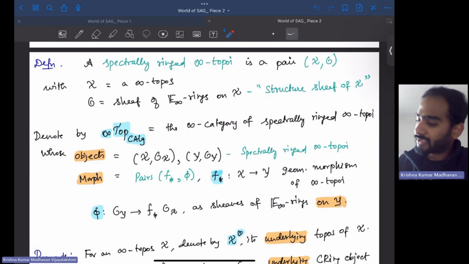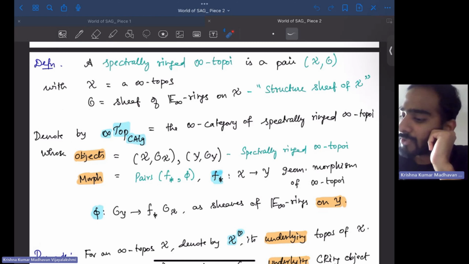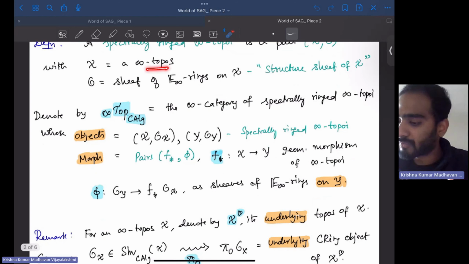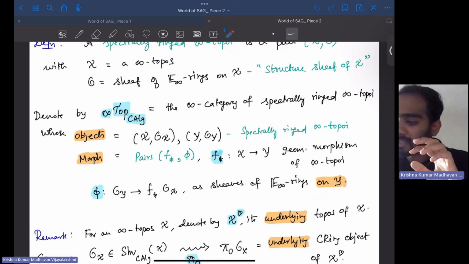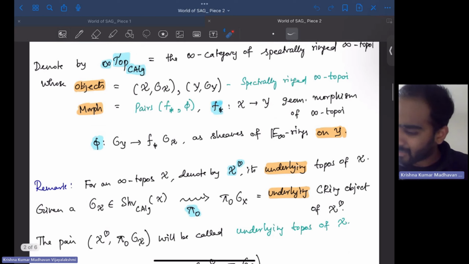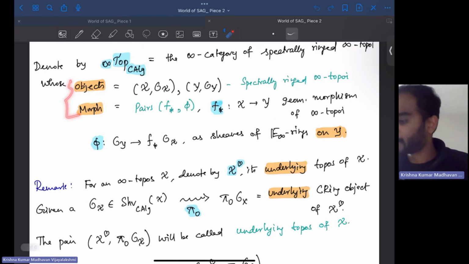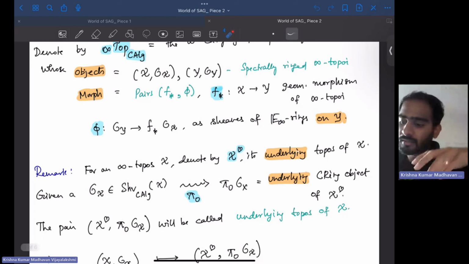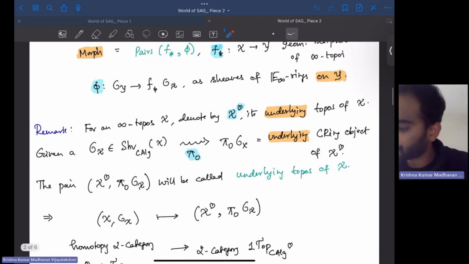Just to define this SpDM, a spectrally ringed infinity topos is just this pair where X is an infinity topos and O is a sheaf of E infinity rings. So we have now come to the setting where both of these indices are advanced structures somehow. We denote this category by this notation here, and the objects and morphisms are exactly how one should expect. It just includes the morphisms and definitions from both theories.